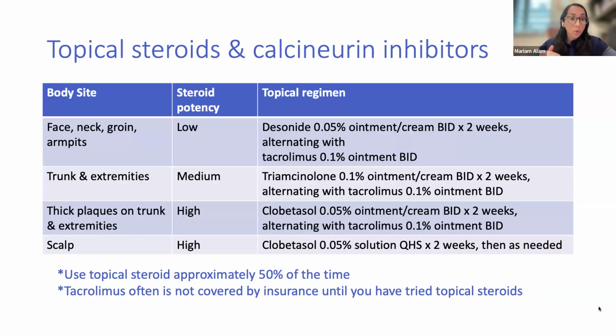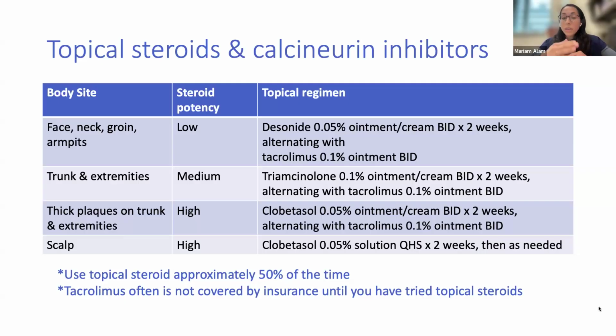Anything on the face, neck, groin, or armpits, I use desonide, alternating every 2 weeks with tacrolimus, which is a calcineurin inhibitor. So not a steroid, does not cause skin thinning. On the trunk and extremities, I'll use triamcinolone. And if it is a wide area of involvement, I order a 454-gram jar rather than just a tube because it will last a lot longer.